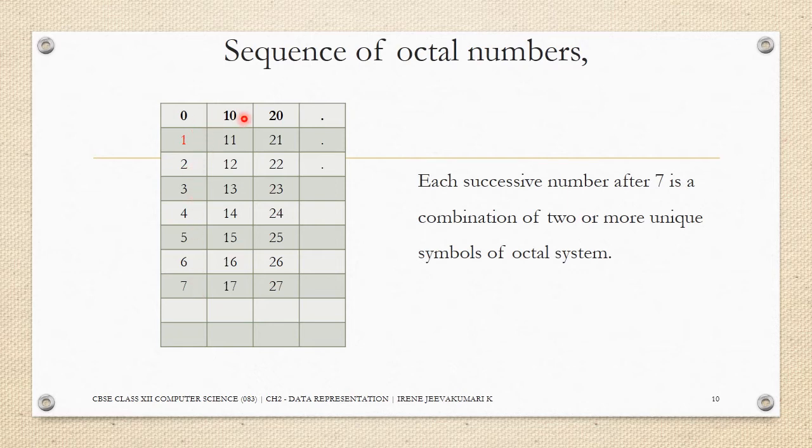So, 2 and 0 will be 20, 2 and 1 will be 21, 2 and 2 will be 22, 2 and 3 will be 23, 2 and 4 will be 24, 2 and 5 will be 25, 2 and 6 will be 26 and 2 and 7 will be 27. The sequence goes on like this.